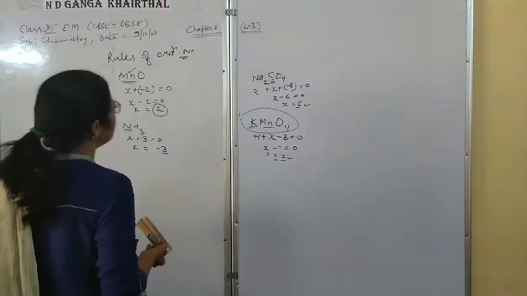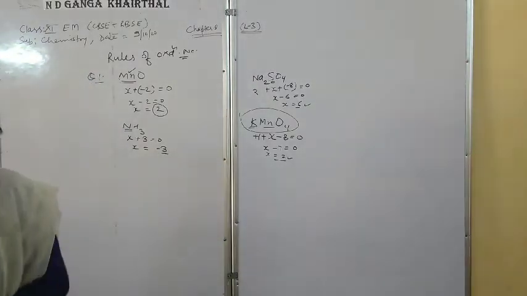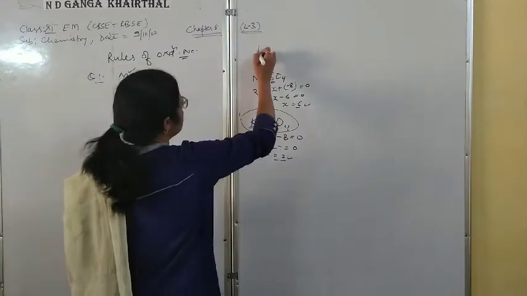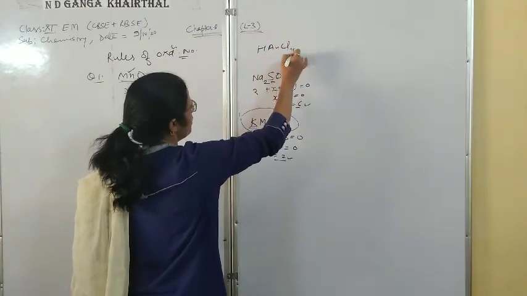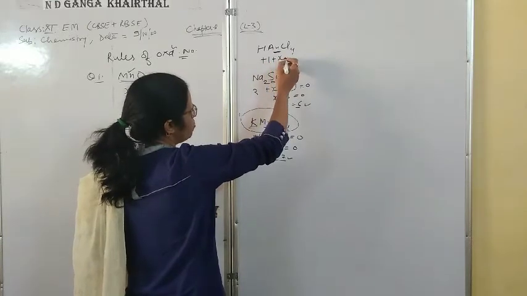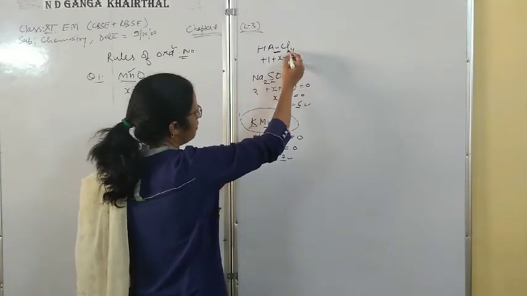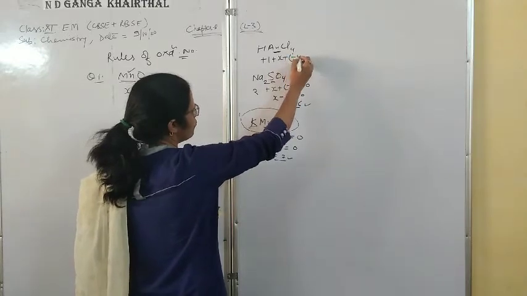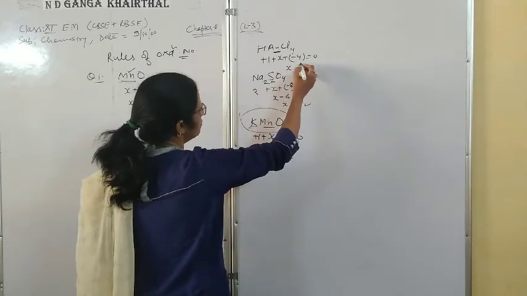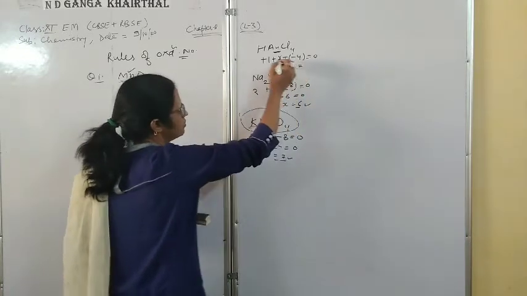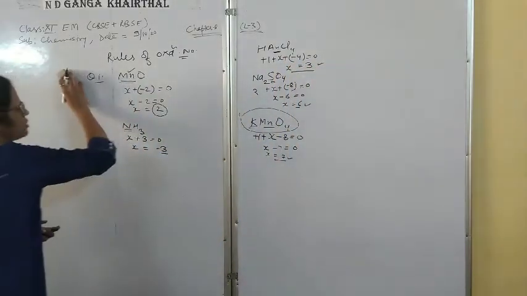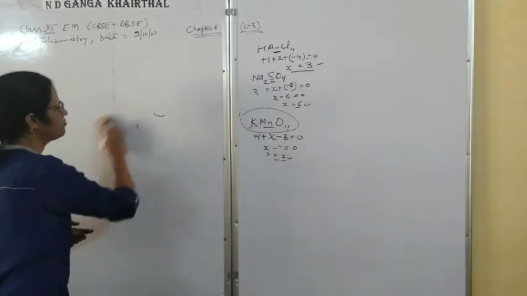Clear? Like we can say HAuCl4, in which we have to find the oxidation number of gold. Hydrogen will be +1. Suppose gold has X oxidation number and each Cl has -1, so 4 chlorines give -4. So X will be equal to -4 plus 1 reversed, so it will be equal to +3. So these are the oxidation numbers. Clear? Okay.